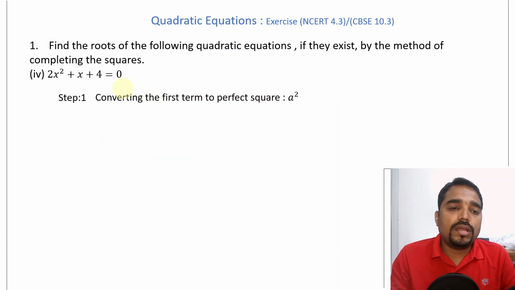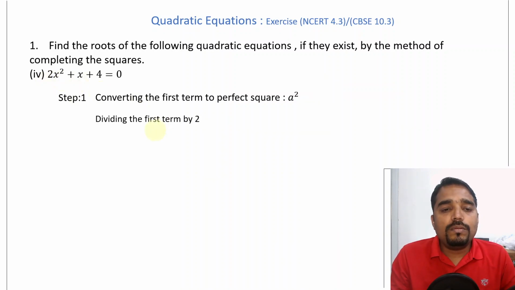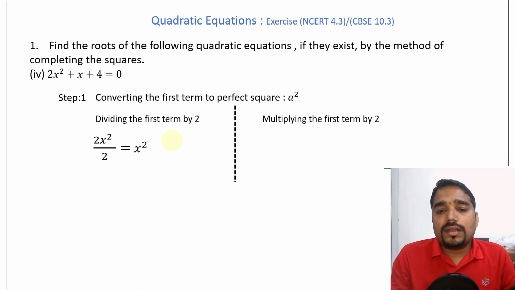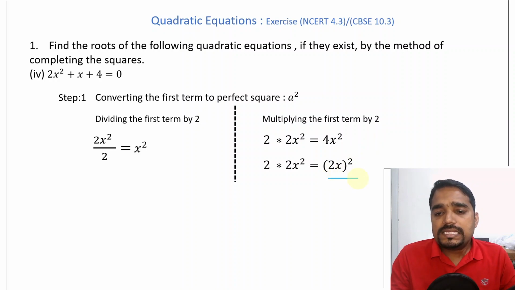The first step is to convert the first term, that is 2x square, into a perfect square, that is it should look like the term a square. The first term 2x square can be either multiplied by 2 or divided by 2. Upon dividing the first term by 2, 2x square divided by 2 is equal to x square, which is a perfect square. Or on the contrary, we can also multiply the first term by 2, that is 2x square multiplied by 2 is equal to 4x square, and 4x square can be rewritten as 2x whole square.